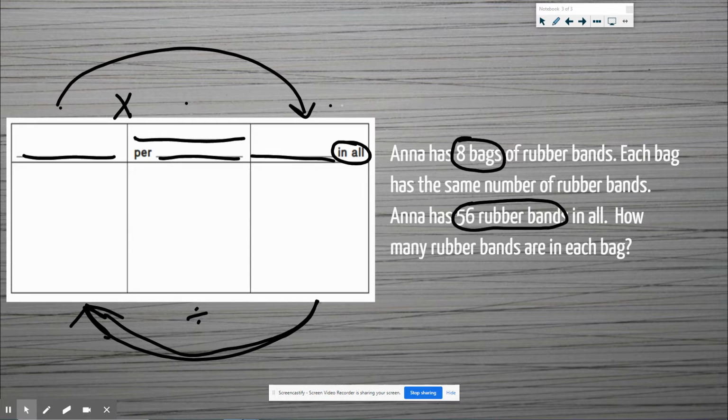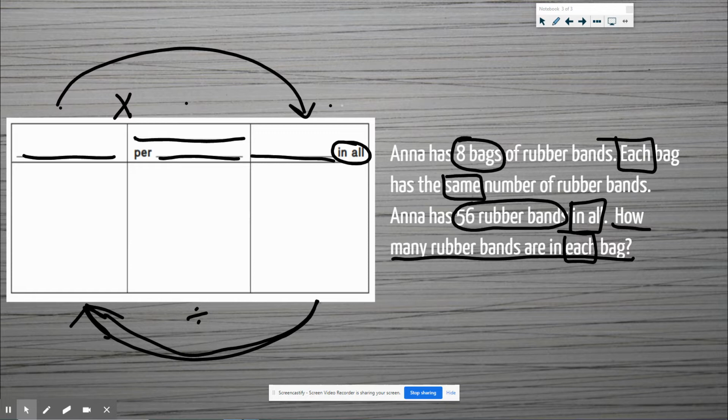So I know I'm talking about bags and rubber bands. And my question is, how many rubber bands are in each bag? I see the word each here. I see this number same, so I know I want to have equal in all in each bag. So I'm going to evaluate this, and this is where I'm going to start using my chart.